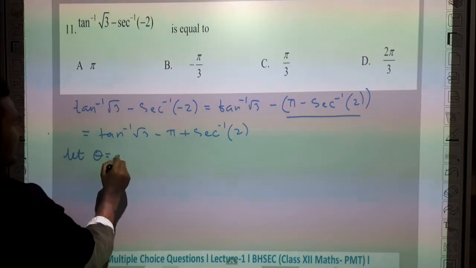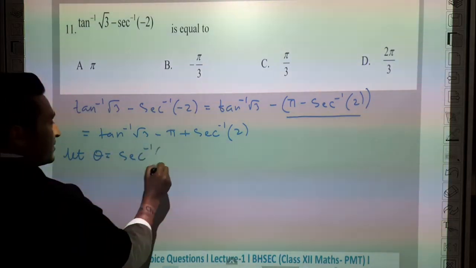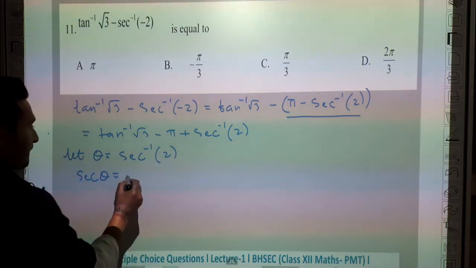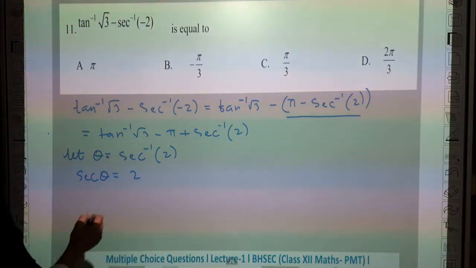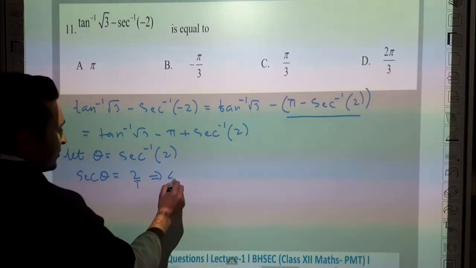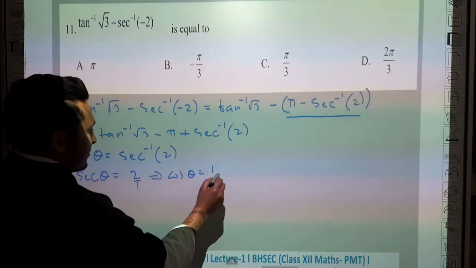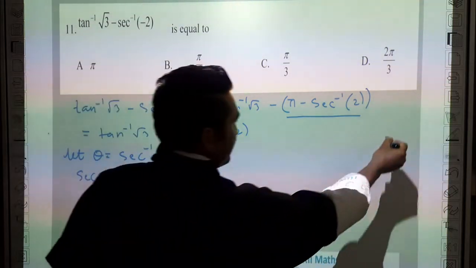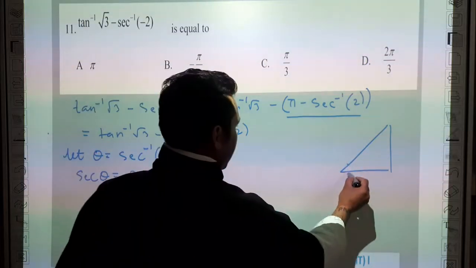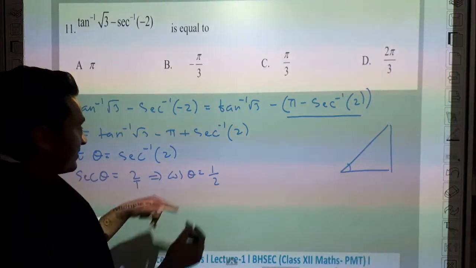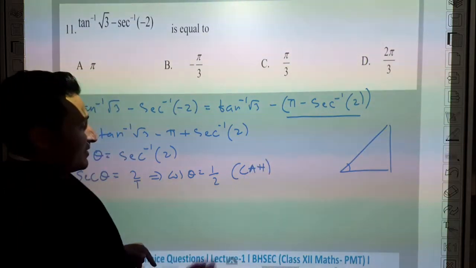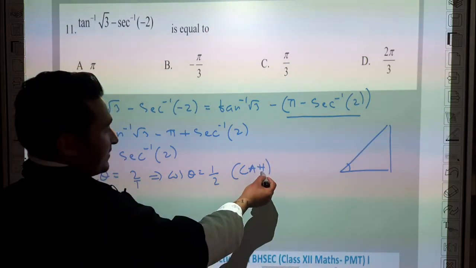Then theta is equal to secant inverse 2. Then secant theta is equal to 2, wasn't it? That is it. So if I write 2 by 1, then this implies that cos theta is equal to 1 by 2. Now from Pythagoras Theorem, okay? So if I write here, if this is theta, then if it is cos, we have this one, meaning cos is equal to adjacent divided by hypotenuse.